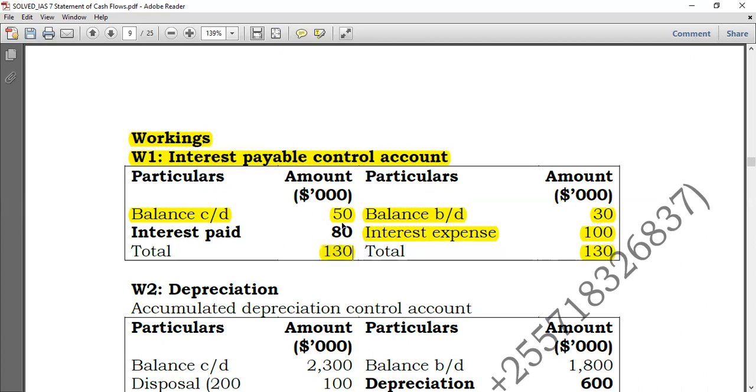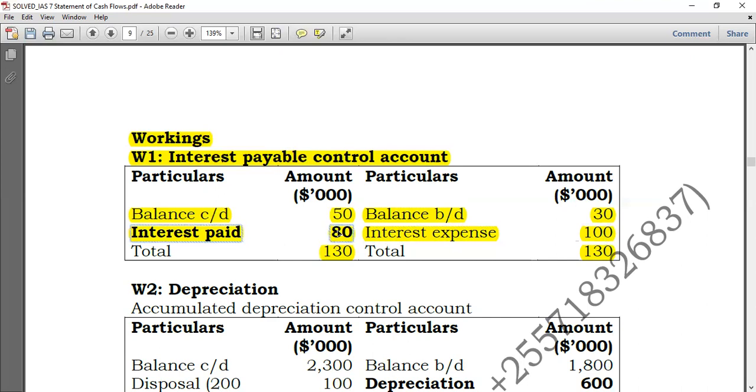After that, I would have a balance of what? 50 plus 80, I would get 130. So interest paid would be a balance of 80. Now, what do I mean by interest paid? This is the cash equivalent of that interest expense. So in reality, I incurred an expense of 100, but the interest actually paid was just 80. So this is what is a cash flow now.